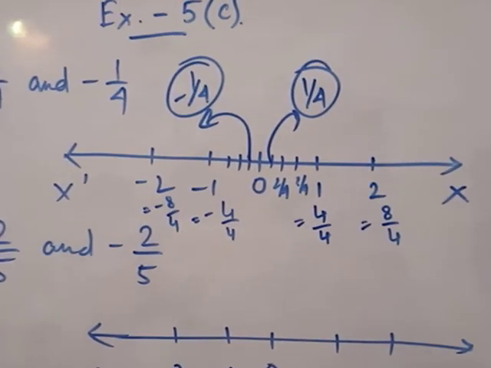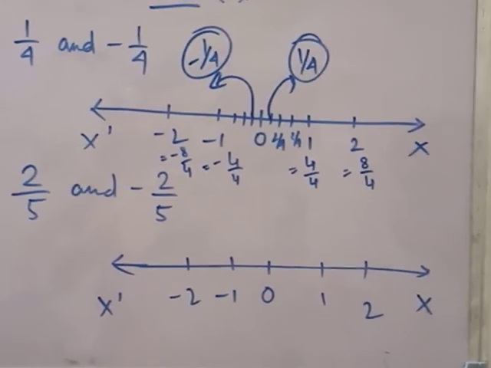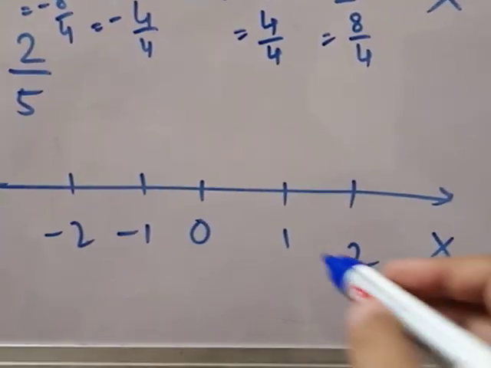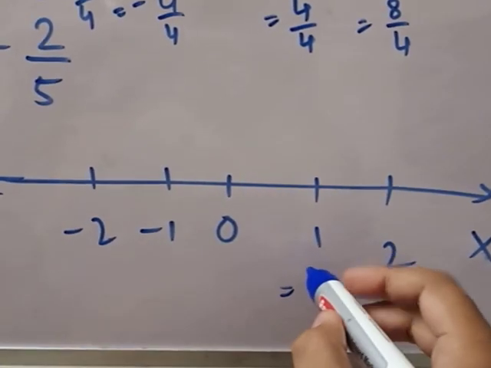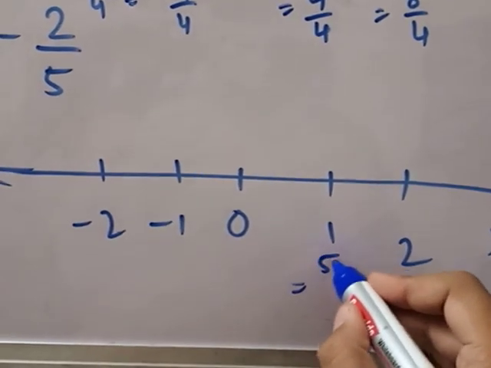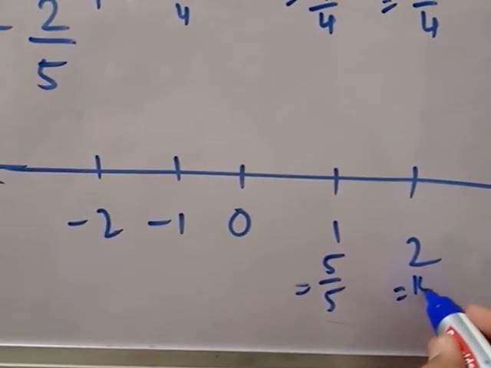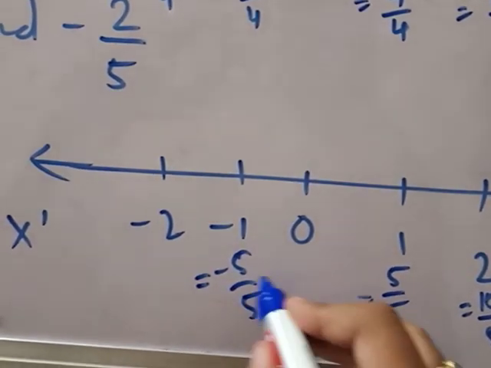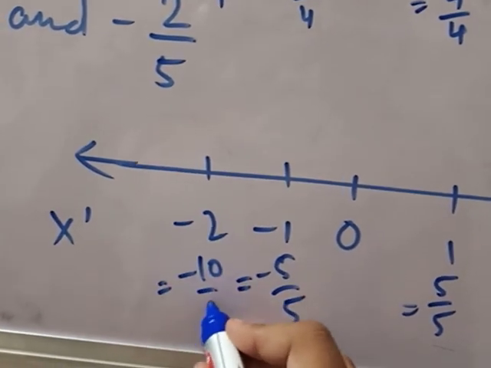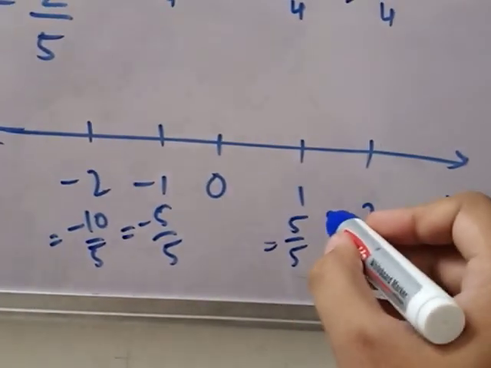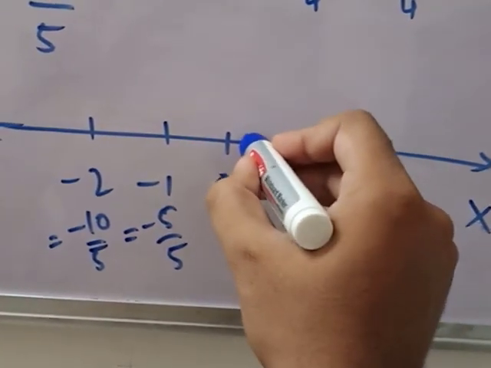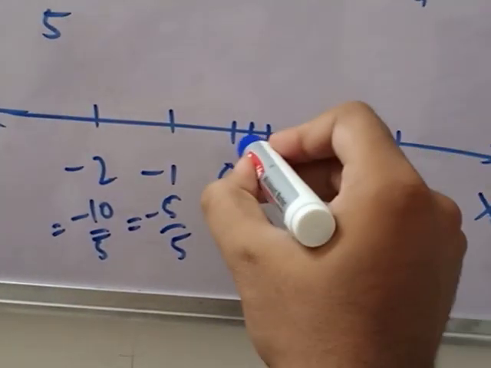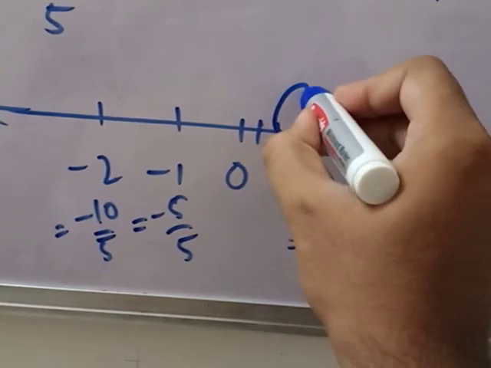Okay. And similarly we can express 2 by 5 and minus 2 by 5. So what is the 2 by 5 and minus 2 by 5? So for 2 by 5, see that 0 to 1, we can write 1 as 5 by 5 and 2 as 10 by 5. Similarly minus 1 is minus 5 by 5 and minus 2 is minus 10 by 5. So 1 by 5 means divide into 5 equal parts. So 1, 2, 3, 4, 5. 2 by 5. So 1 by 5, 2 by 5. So this is 2 by 5.